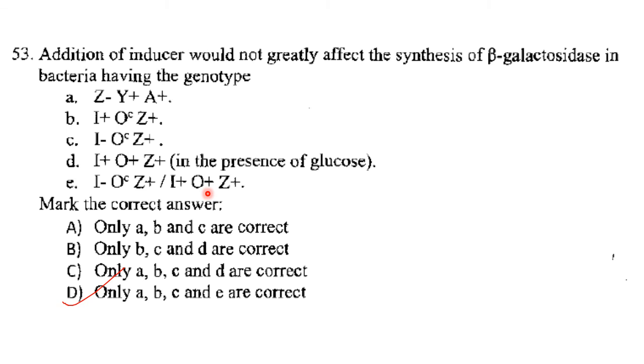So beta galactosidase will be synthesized. So here only A, B, C are correct. But as per me, A, B, C and E are correct, and D... as per the answer key, I think they have given A, B, C, D are correct. But as per me, D cannot be correct because it is in the presence of glucose. So glucose is present means E. coli will naturally have a tendency to utilize glucose and not lactose. So the answer is, as per me, option D. A, B, C and E are correct.